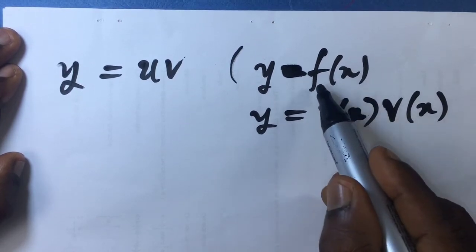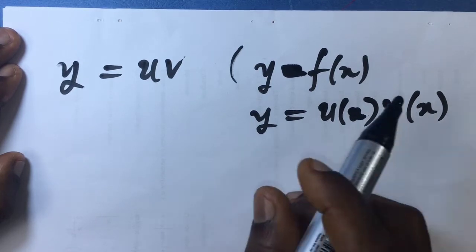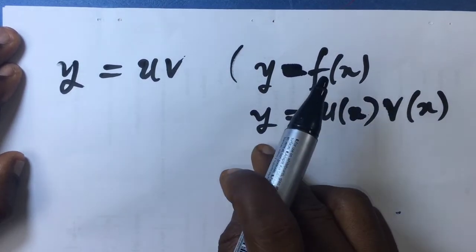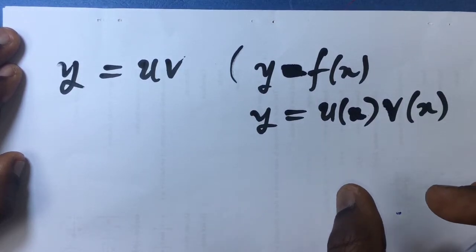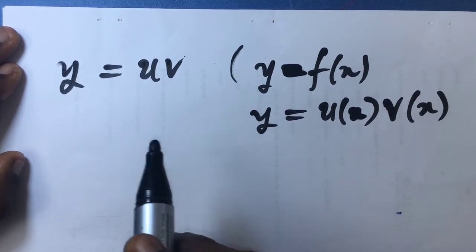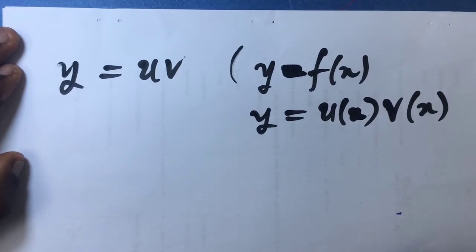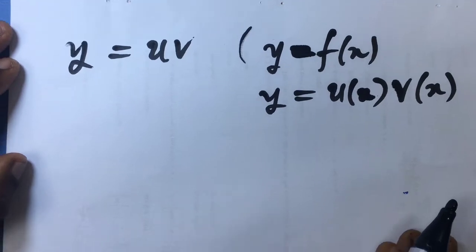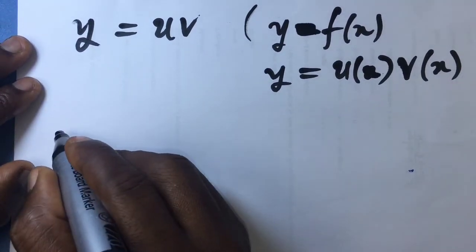So f of x here can be decomposed into a product of two functions that make y. Okay, so this means that y, u, and v are all dependent on the same independent variable x. Now what we want to show is that if y is equal to a product of these two functions that are also dependent on x, then dy dx will give us what we stated earlier on. So to help us prove this to be true, we are going to be using the first principle of differentiation we had talked about earlier. So this is where I'm going to start.